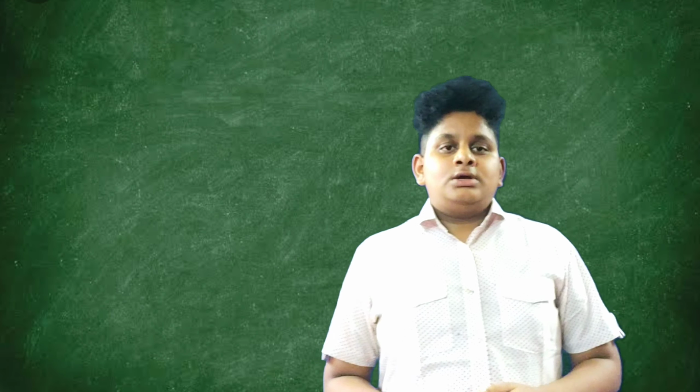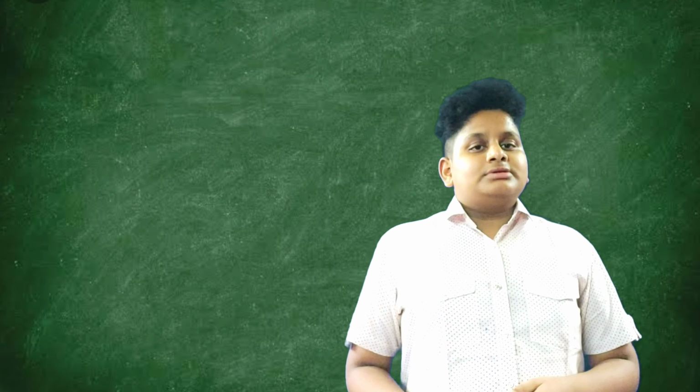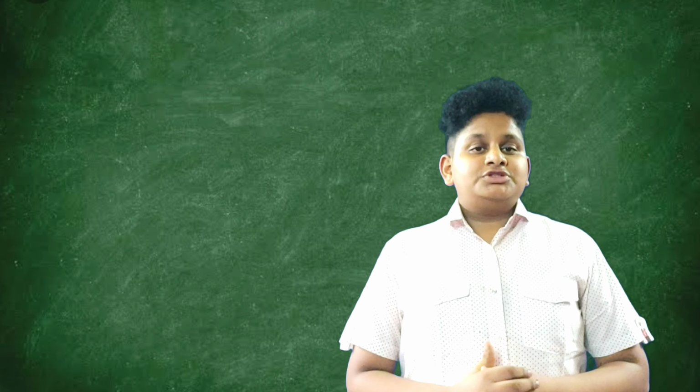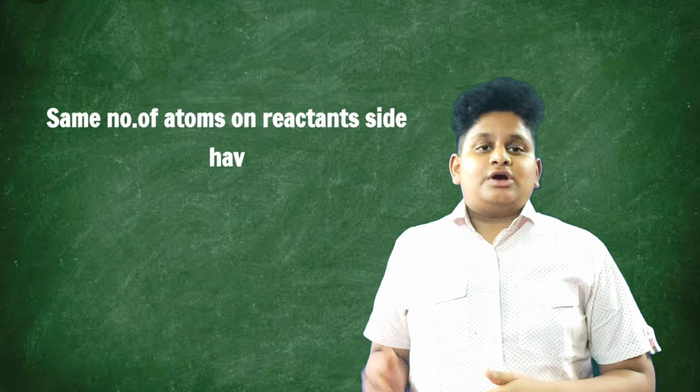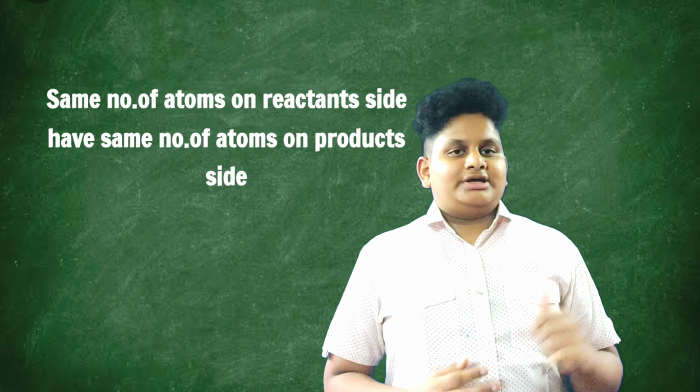Now let us see what a balanced chemical equation is. It is just similar to the law of conservation of mass. A balanced chemical equation is a chemical equation which has the same number of atoms on the reactant side as on the product side.